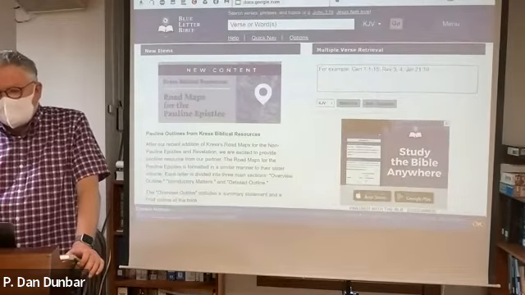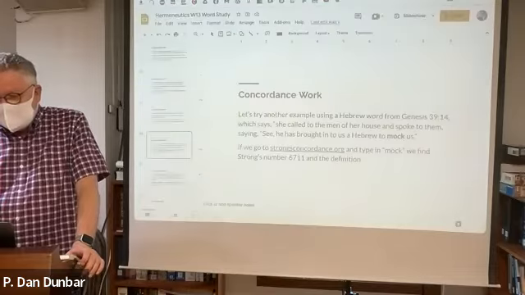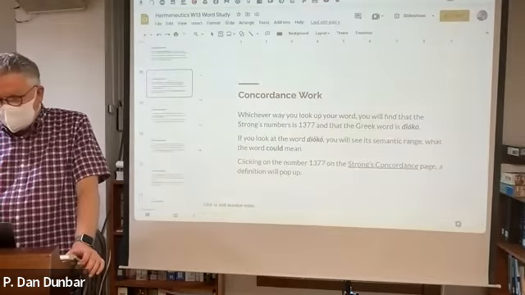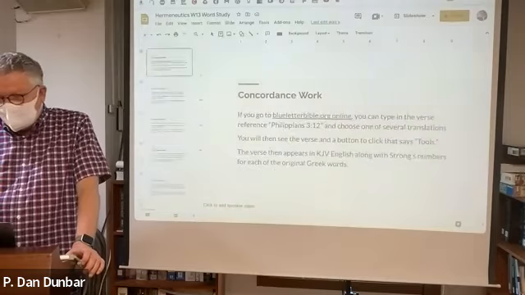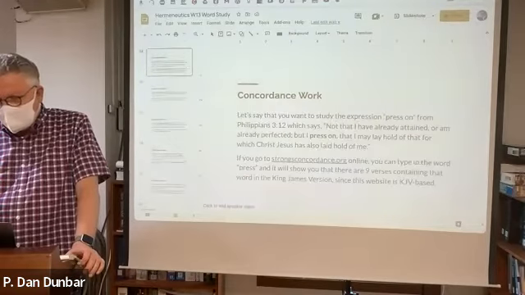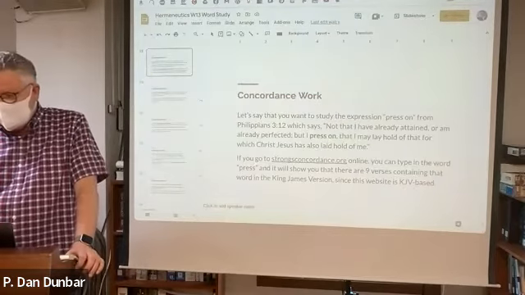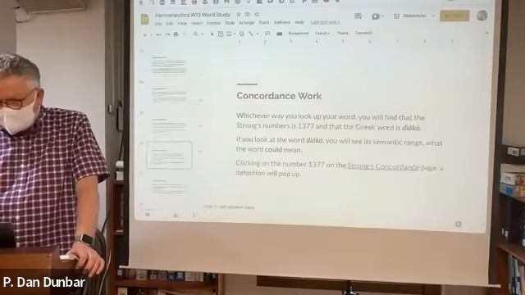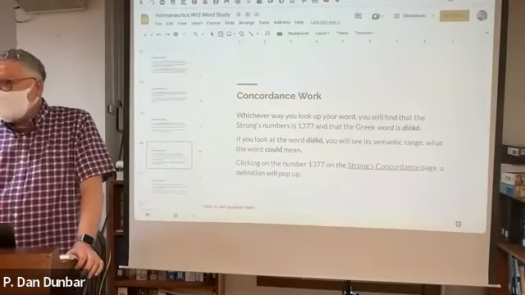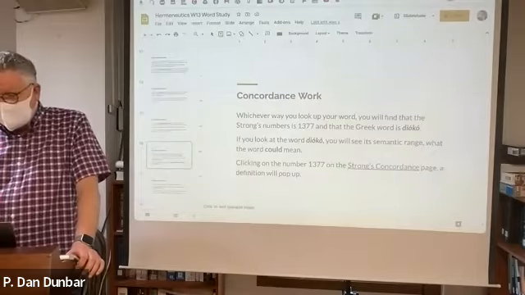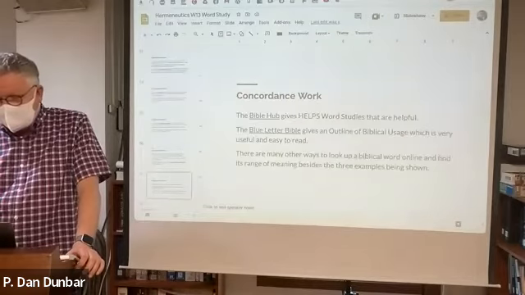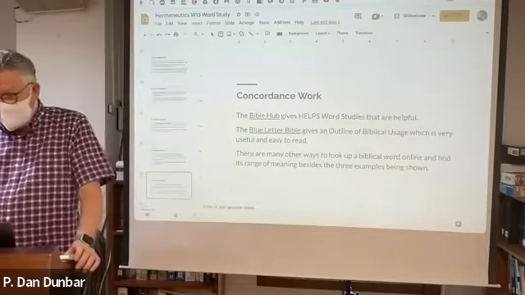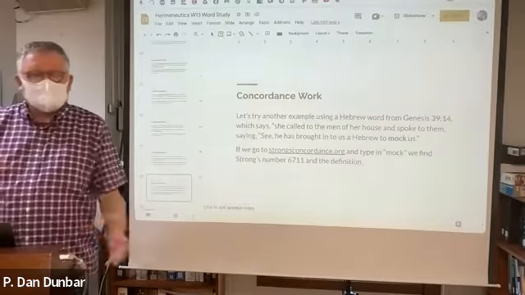We left off yesterday, we were looking up a word in the Greek. What was it? Dioko. And we were looking up this word press on. And we've discovered that it was Strong's number 1377, that the Greek word was dioko. And then we looked at all the possible meanings that it could have. And we saw it on each of these websites. Today, we're going to pick up where we left off.